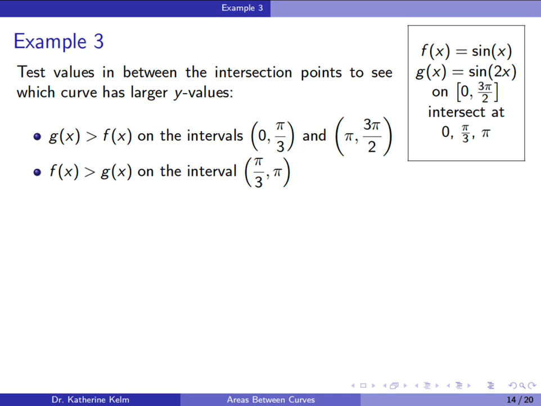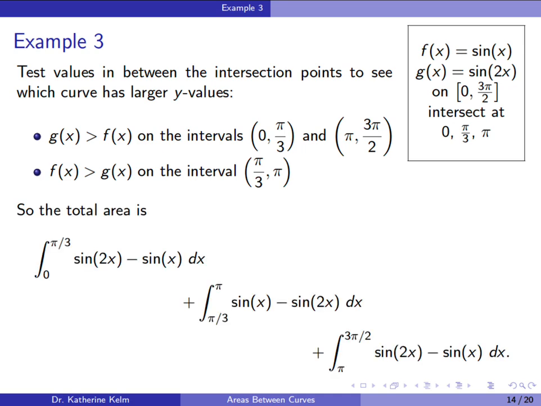We will need 3 separate integrals corresponding to the 3 subintervals. The total area is the integral from 0 to pi over 3 of sine of 2x minus sine of x dx, plus the integral from pi over 3 to pi of sine of x minus sine of 2x dx. Notice that we put f of x first for this integral because sine of x is larger than sine of 2x on this interval, plus the integral from pi to 3 pi over 2 of sine of 2x minus sine of x dx.